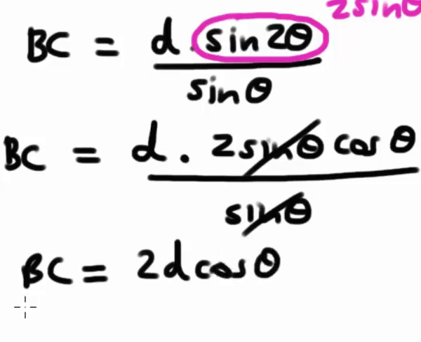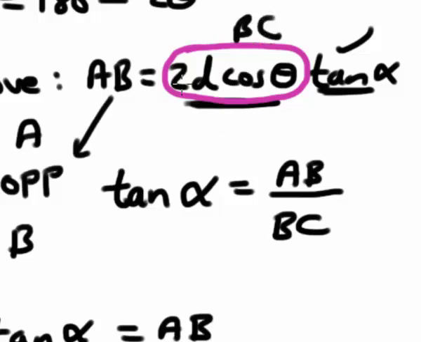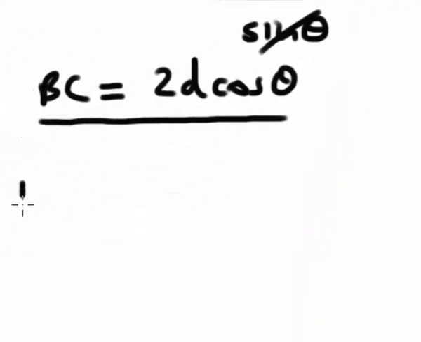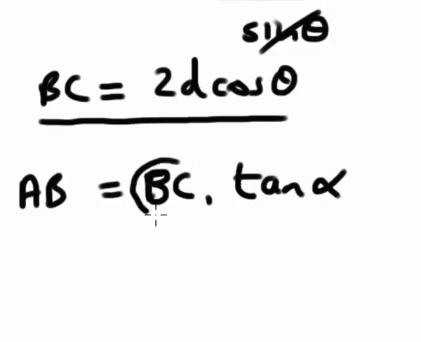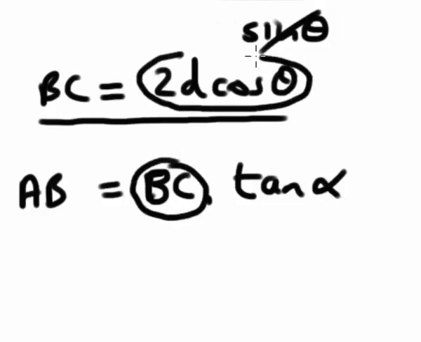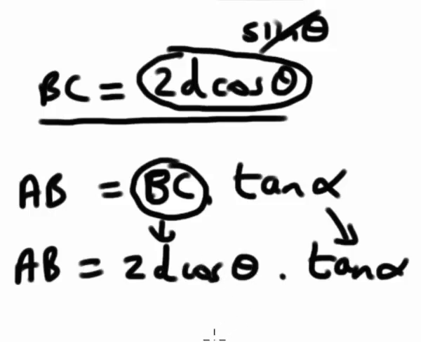Is that not amazing? There's an expression for BC. So if you go up and have a look here, there it is. We've got an expression for BC over there, which is great. BC is 2d cos theta. So if we read it down, we know that AB is going to be BC multiplied by the tan of alpha. But what do we know about BC? BC is this. So AB is 2d cos theta multiplied by tan alpha. And guess what? There you've got it. You've now proved that AB is 2d cos theta tan alpha.